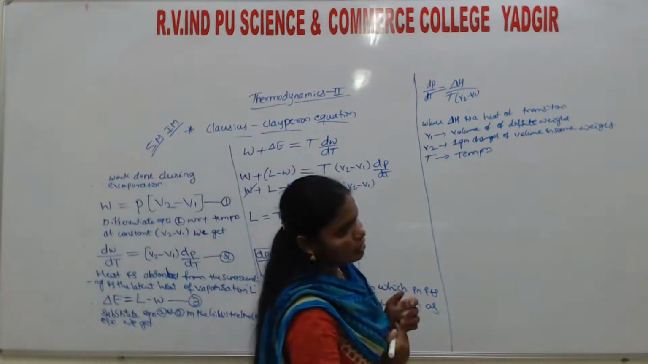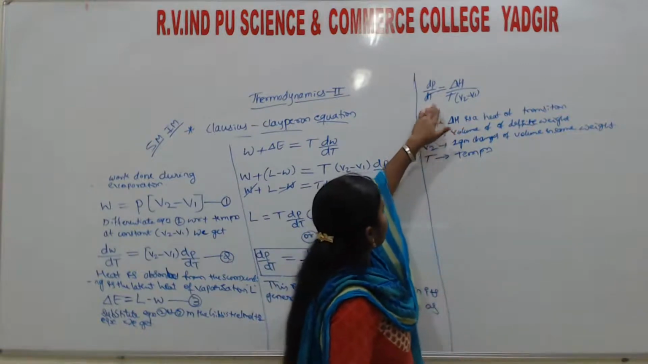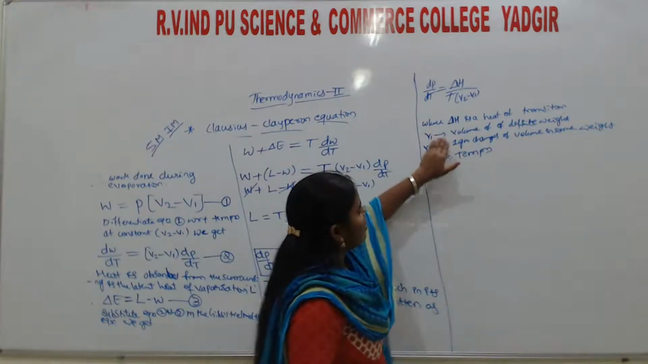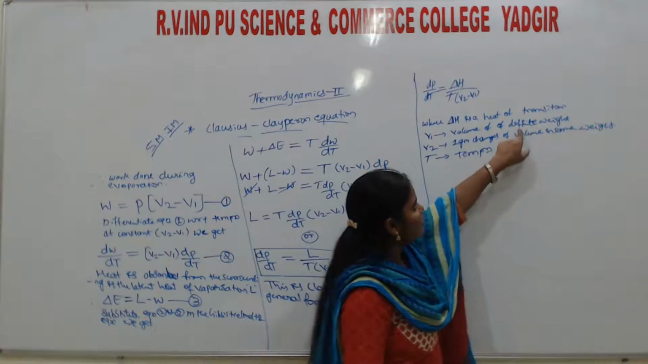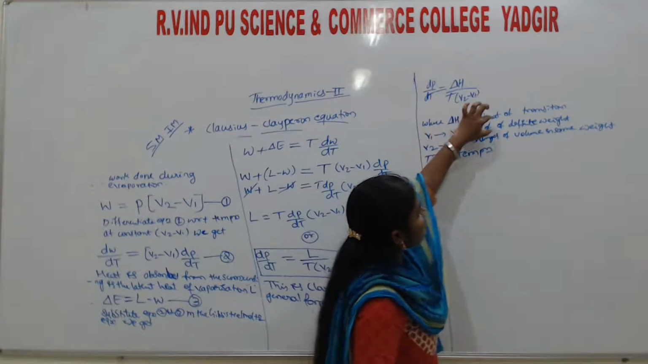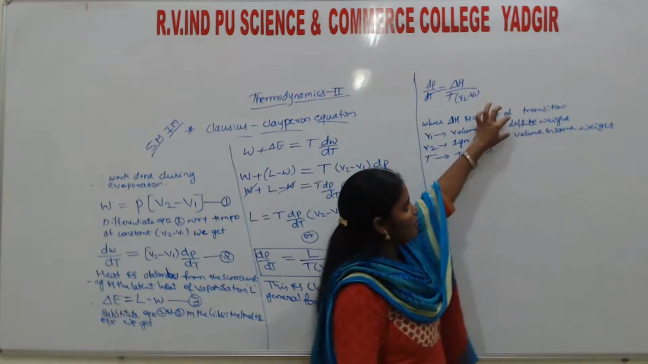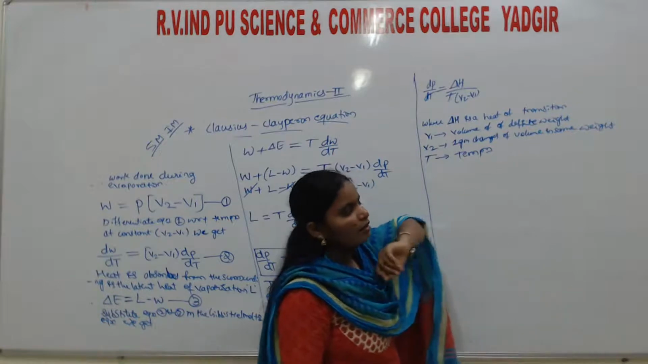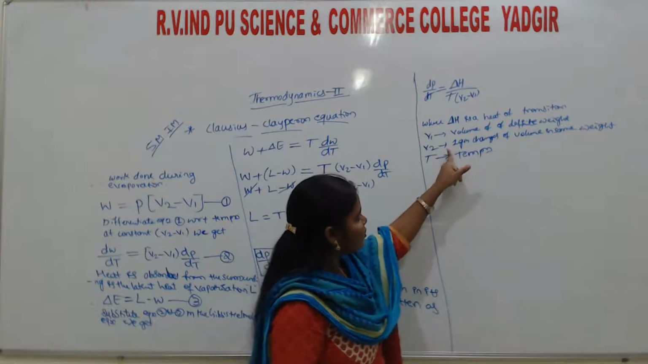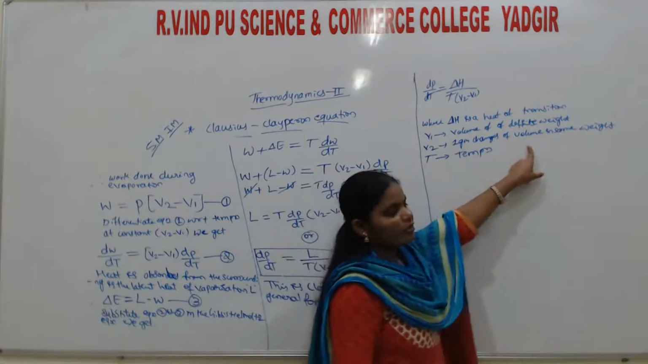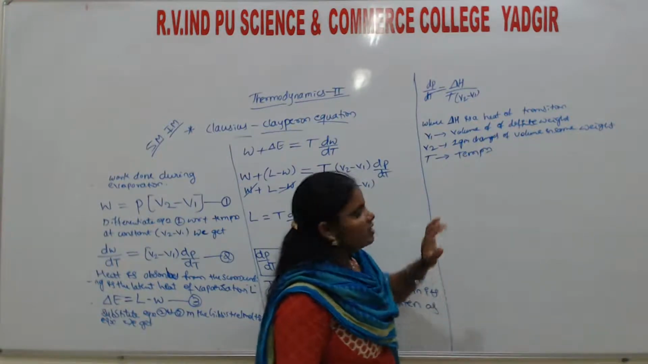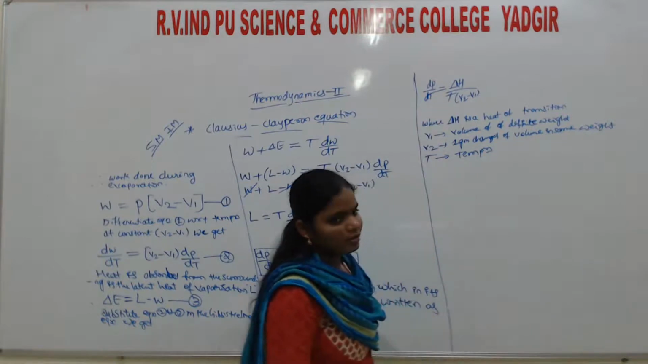dP is the differential pressure, dT is the temperature change, delta H is the heat of transition, V1 is the volume of a definite weight, and V2 is the volume after one gram changes in the same weight. Consider a liquid with volume V1; after evaporating you get V2, the volume of vapor, in that same weight. T is the temperature.